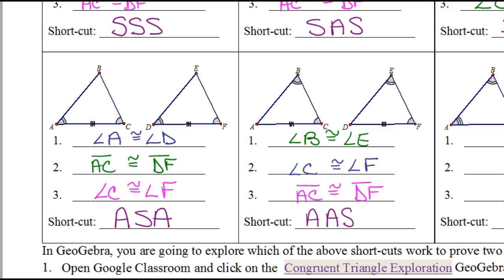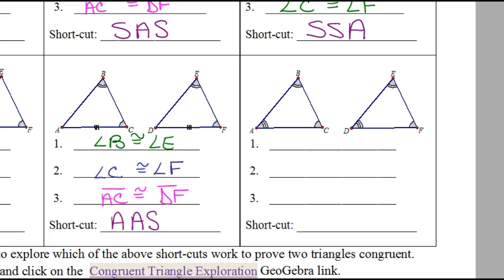As we look at these 2 examples on the bottom, just because there are 2 angles and a side doesn't mean it works for everything. These are 2 different situations. The first one has the side included between the angles. The second one does not have the side included between the angles. So it's important that we make note of the difference of these 2 pictures.